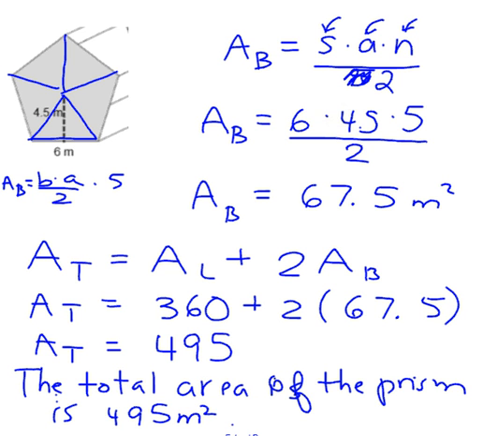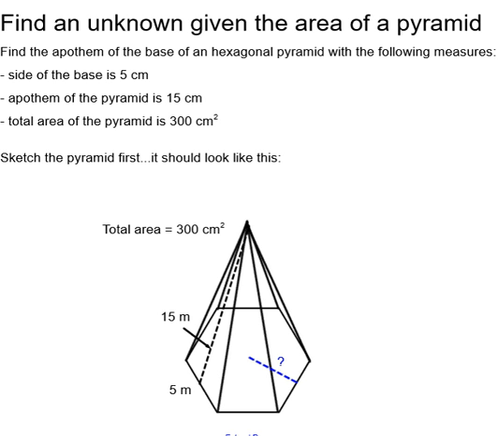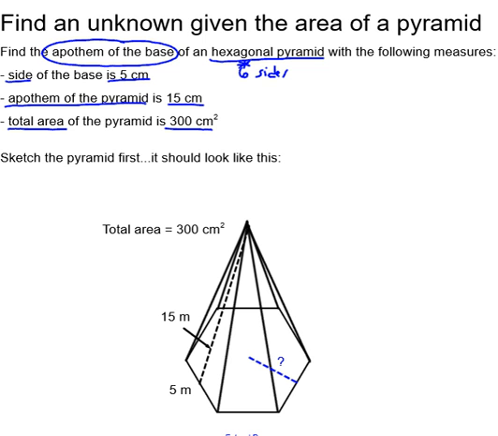If it's a different way, if they're giving you the area, but you have to look for the apothem of the base. Okay, you're looking for the apothem of the base of a hexagonal pyramid. So that should ring a bell. Hexagon means that there are going to be 6 sides at the bottom. And they're giving you the following measures. The side of the base is 5. The apothem of the pyramid is 15. And the total area is 300 centimeters squared.